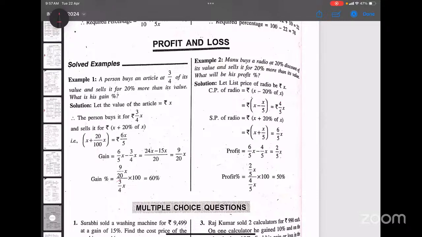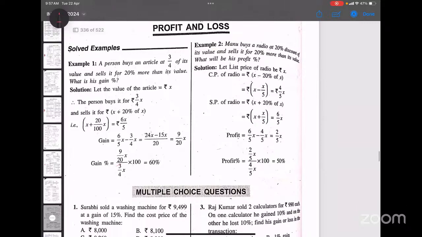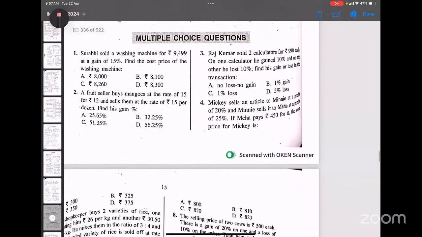So cost price will be x minus 1 by 5x, which means 4 by 5x. Selling price is 20% more than its value, so it will be x plus 20% of x, that is x plus 1 by 5x, 6 by 5x. So in this case, profit is 6 by 5x minus 4 by 5x, that is 2 by 5x. And profit percent will be profit divided by cost price into 100. So the answer will be 50%. Understood? Understood or any doubt? No doubt, sir.